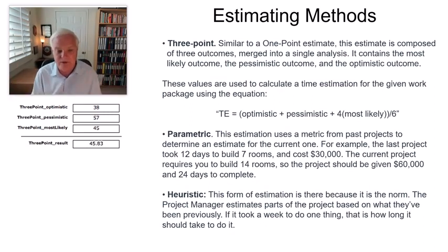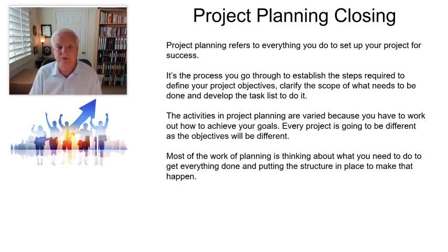The next and final one here is the heuristic. This form is an estimate because there is no norm. Say I've told you to come up with a solution to anti-gravity. The project manager is going to estimate parts of the project based on what they've been previously. If it took a week to do one thing, that's how long it should take. If it takes a week to get a drawing released, typically it's going to take a week for all the other drawings, with the exception of, let's say, a systems drawing that's an assembly drawing, which takes 3 times as long. Using that logic, that's the heuristic form for how you put that together.